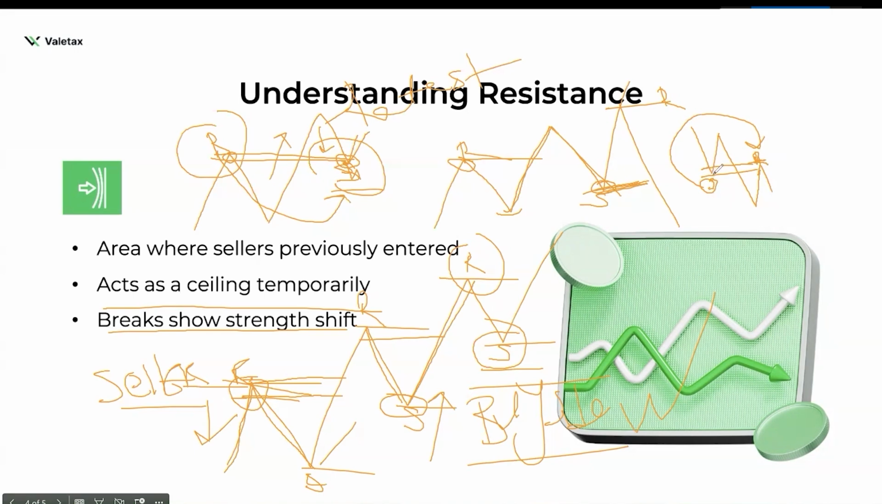And when support is broken and resistance is respected, what we then get is resistance bringing sellers into the market. And this is very evident in a bearish market, and this is more evident in a bullish market.